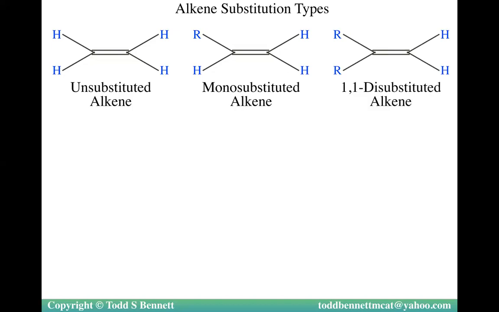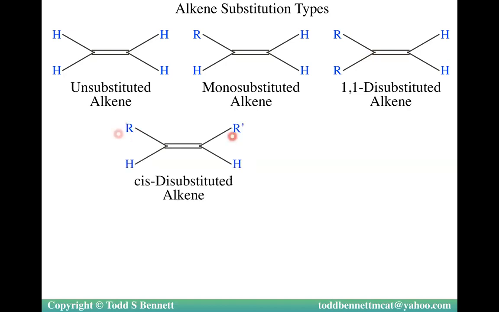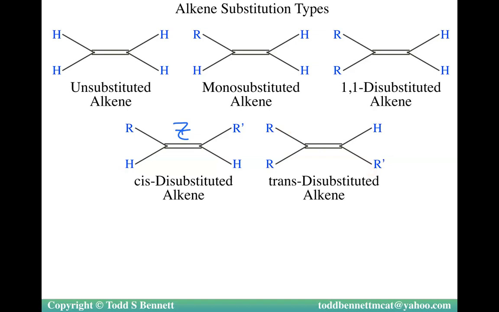When there's 2, it can get a little tricky. You can have 2 on the same carbon, or you can have 2 on opposite carbons. And this is cis because they're on the same side. When they're on the same side, they're cis. So it's also known as Z for the geometrical orientation. And then you can also have them across one another, which we're going to call trans.